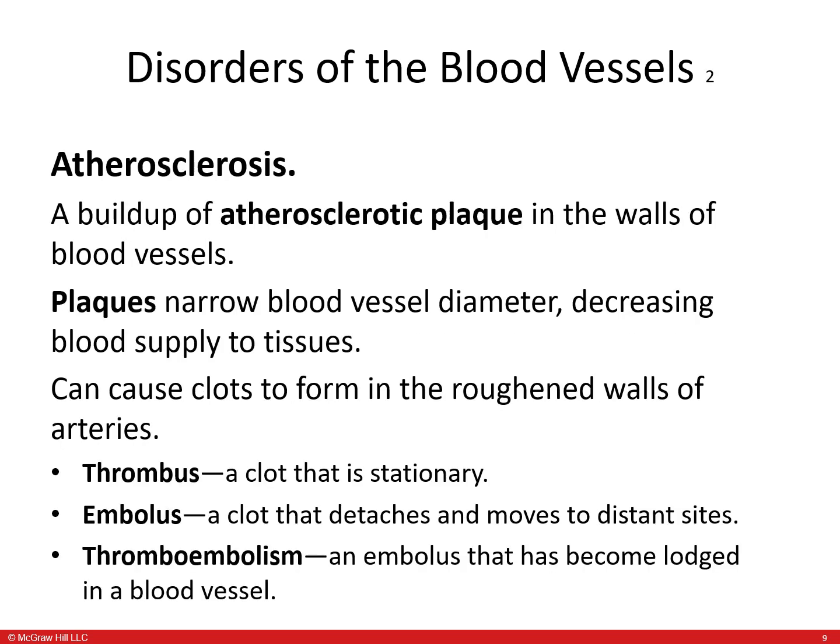Atherosclerosis is a buildup of atherosclerotic plaque in the walls of the blood vessels. The plaques narrow the blood vessel diameter and decrease the blood supply to the tissues. This can cause clots to form in the roughened walls of the arteries. A thrombus is a clot that is stationary. An embolus is a clot that detaches and moves to distant sites. And thromboembolism is an embolus that has become lodged in a blood vessel.